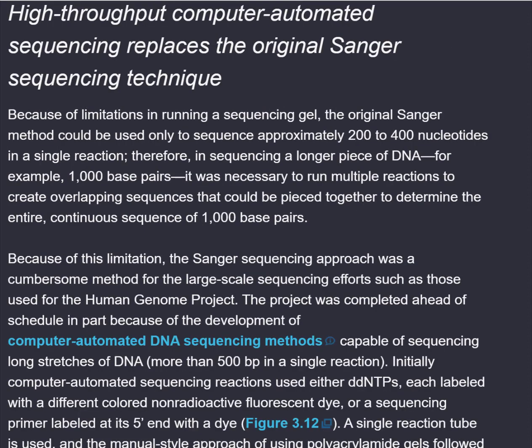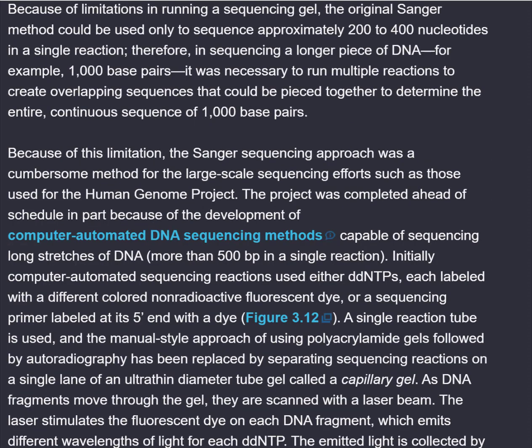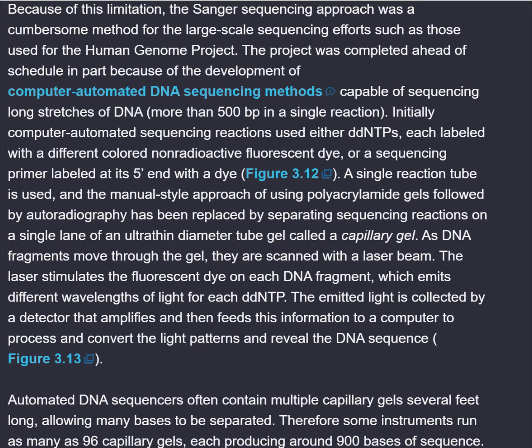High-throughput computer-automated sequencing replaces the original Sanger sequencing technique. Because of limitations in running a sequencing gel, the original Sanger method could be used only to sequence approximately 200 to 400 nucleotides in a single reaction. Therefore, in sequencing a longer piece of DNA, for example, 1,000 base pairs, it was necessary to run multiple reactions to create overlapping sequences that could be pieced together to determine the entire, continuous sequence of 1,000 base pairs.